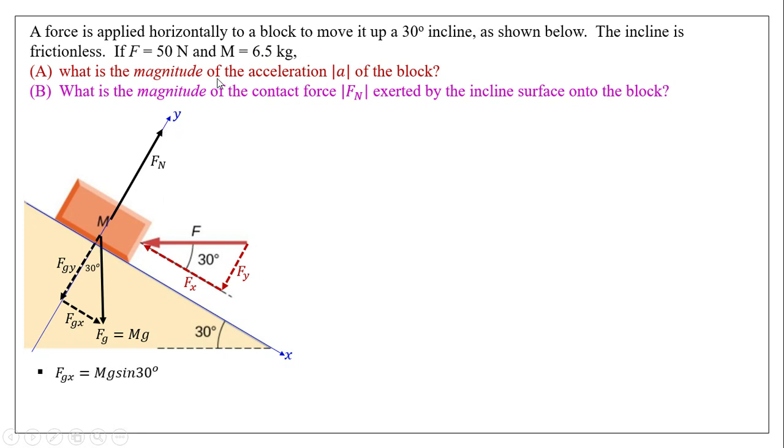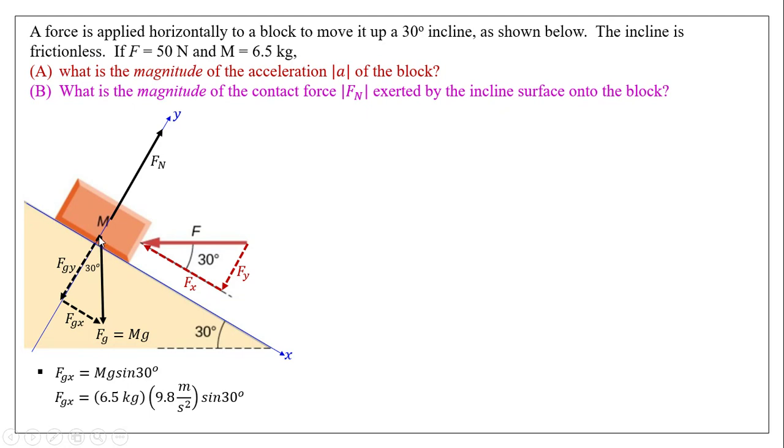Once again, to show you how to run a quick test in case the problem does not tell you whether it moves up or down, you cannot assume it moves up just because you're pushing up. I can find F of gx real quick. If you look at this diagram, there are two arrows pointing along the x-axis. F of gx will always point down slope. F of x in this problem points up slope. How do you know if it moves up slope or down slope? Just run these quick tests. Find the value of F of gx. In this case, F of gx is just mass times gravity times sine of 30. It's sine because F of gx is the opposite leg of the angle that's between F of gy and F of g.